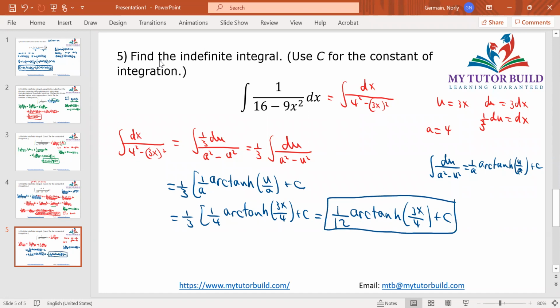So I hope these 5 different examples on how to find the indefinite integral of functions involving either inverse or hyperbolic functions help. You can use them to do more.